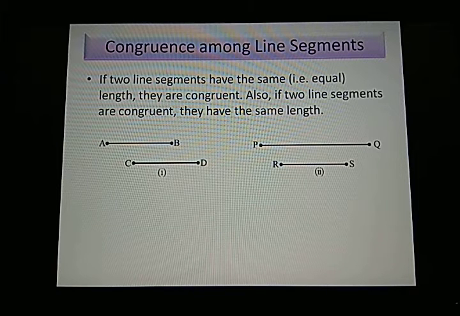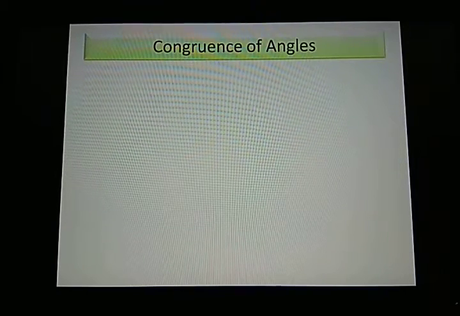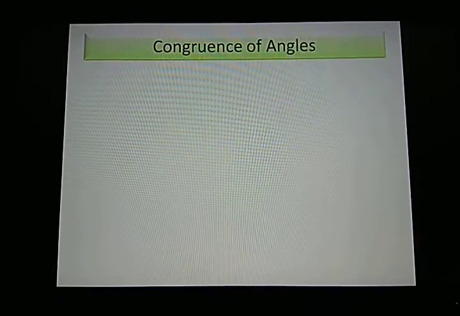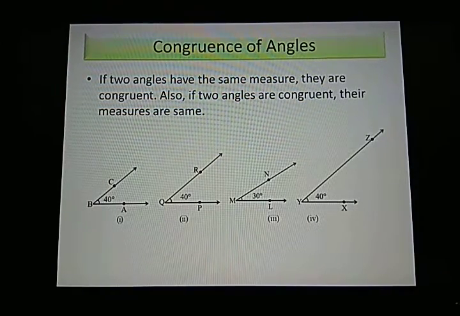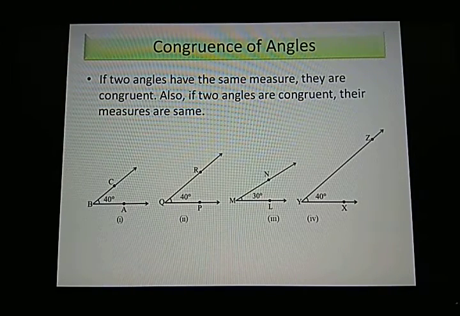Clear? Now similarly, in the case of angles, we can also show the congruency. And for that, the rule is: if two angles have the same measurement, they are congruent. Or vice versa, if two angles are congruent, then their measurements have to be the same. For example, let's look at this figure. In the first and second figures, you can see angle ABC and angle PQR, whereas in the other two, angle LMN and angle XYZ.